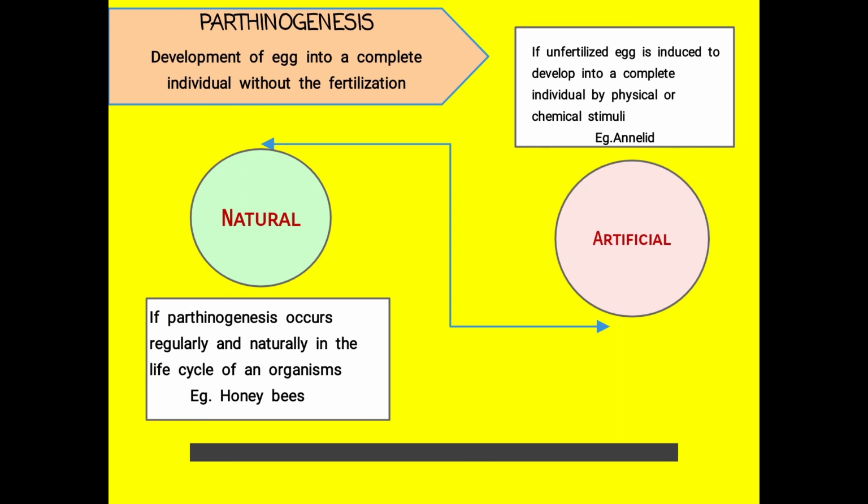This parthenogenesis was first discovered by Charles Bonnet in 1745, and here we have two types of parthenogenesis. One is natural, another one is artificial. Natural means it is occurring naturally in the life cycle of an organism. Artificial means by man. So we are inducing something. We are giving physical stimuli or chemical stimuli to the particular egg to get developed into a new organism. So these are the two types of parthenogenesis.